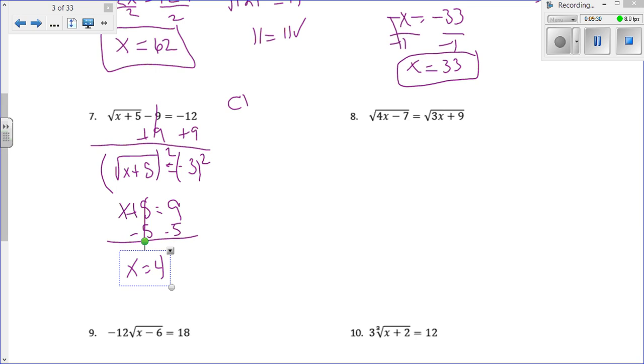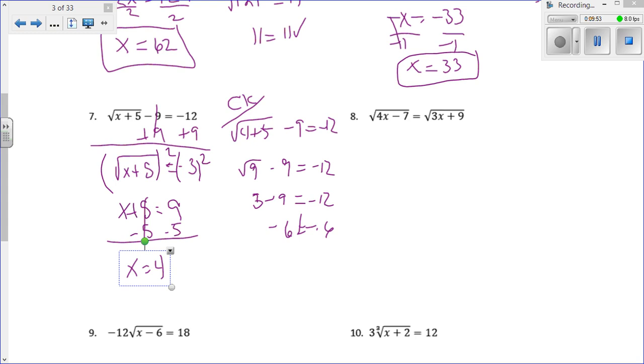So let's check. I have the square root of 4 plus 5 minus 9 equals negative 12. The square root of 9 minus 9 equals negative 12. That would be 3 minus 9 equals negative 12. And negative 6 equals negative 12. So negative 12. And that is not equal to. So we have to reject that. And no solution.